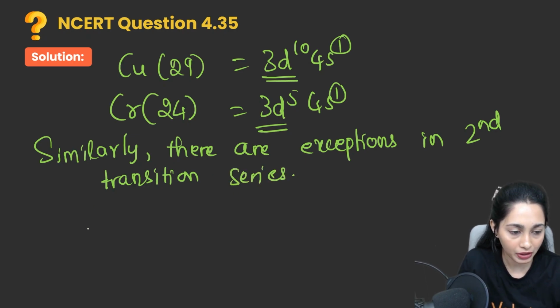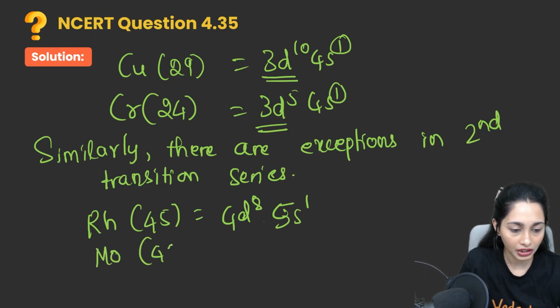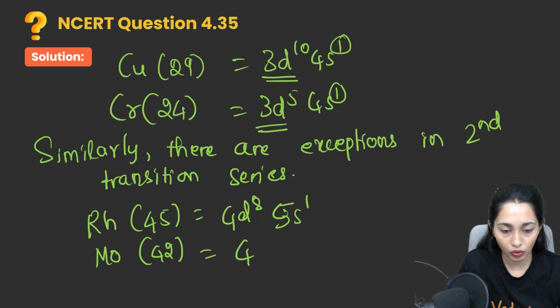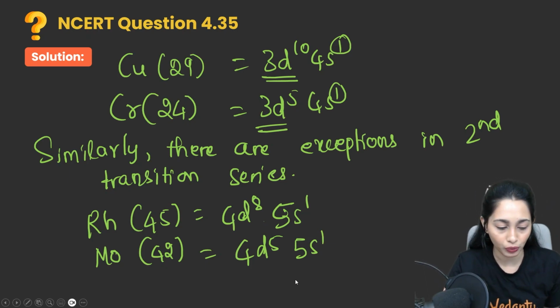Okay. Example, rhodium 45, 4d8, 5s1, and molybdenum 42, 4d5, 5s1. Okay, these are exceptions. There are more exceptions, but let's take the example of just two.